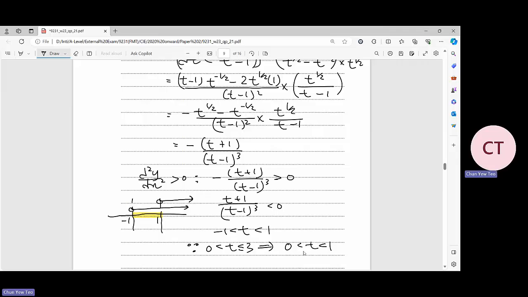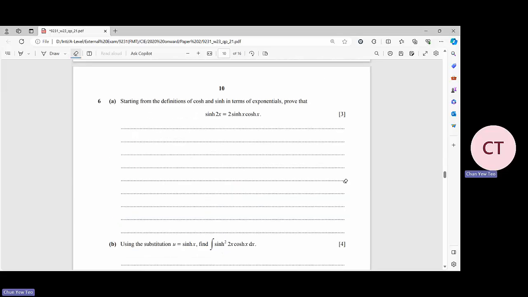Oh, sorry, this one is including 0. Not aware of it. Because if you put 0 inside, then you will get negative. So the 0 is included. Okay, now we move on to question number 6.